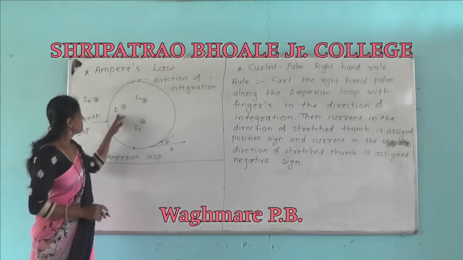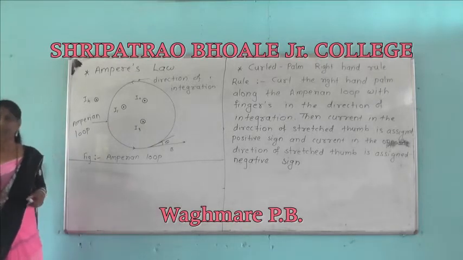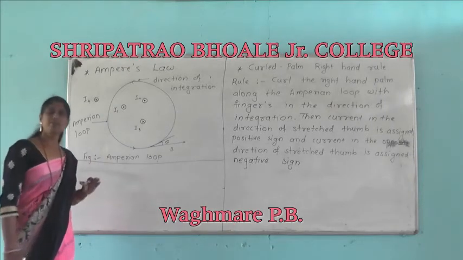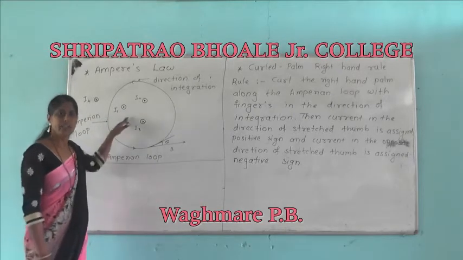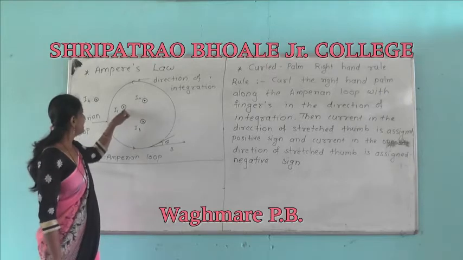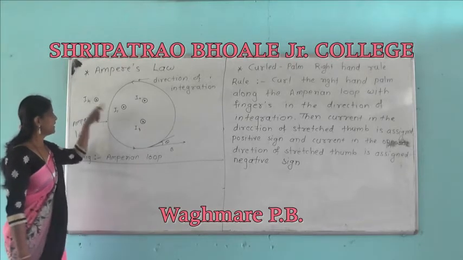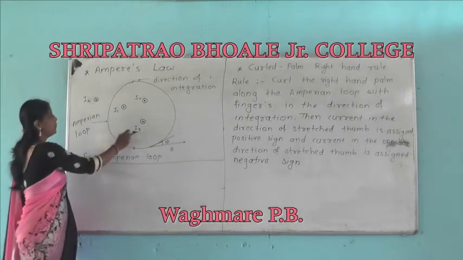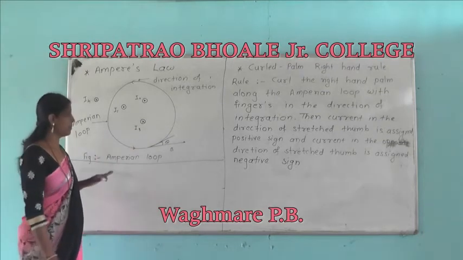Suppose I1 and I2 are the currents which are coming out of the plane of paper. This symbol indicates that the current is coming out of the plane of paper, and this symbol indicates the current going into the plane of paper. Therefore, I4 and I3 are the currents which are going into the plane of paper.